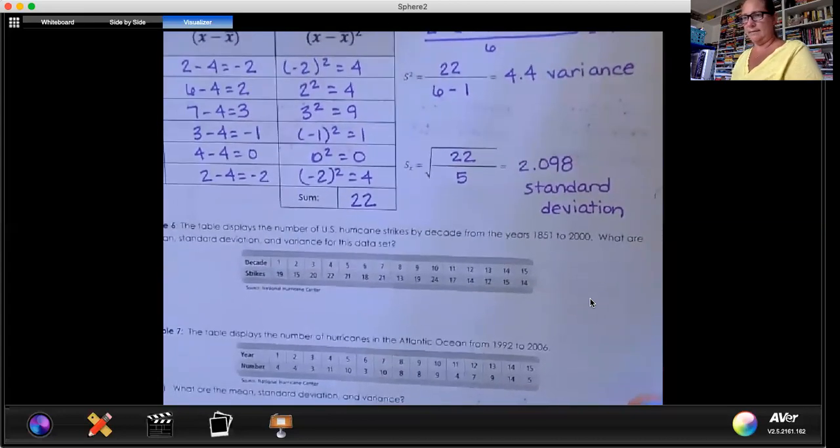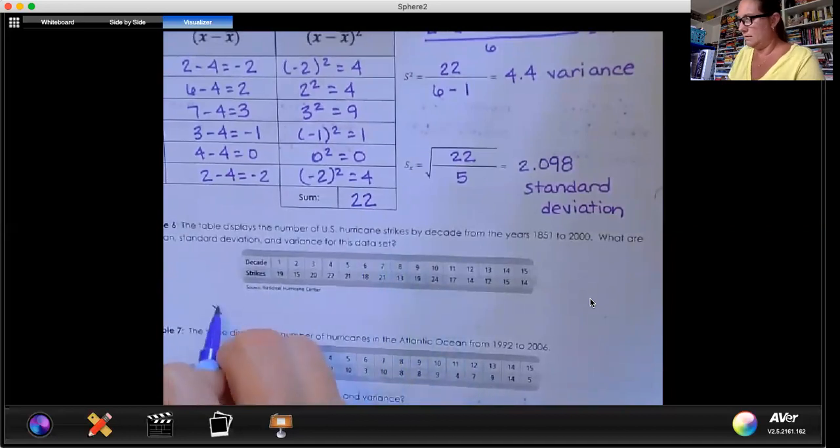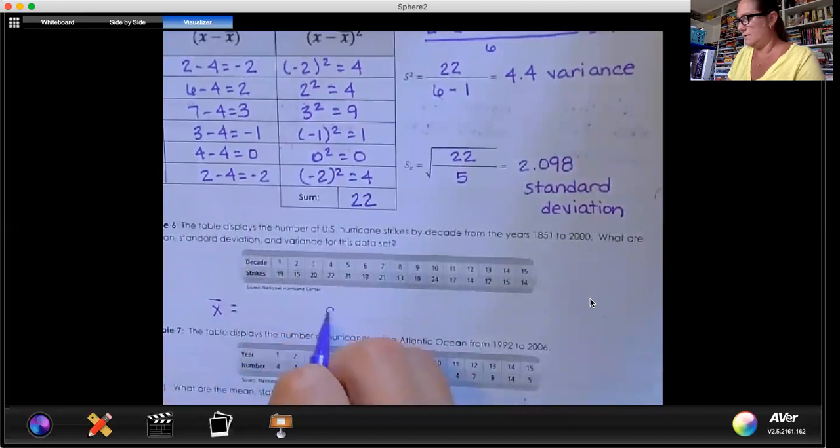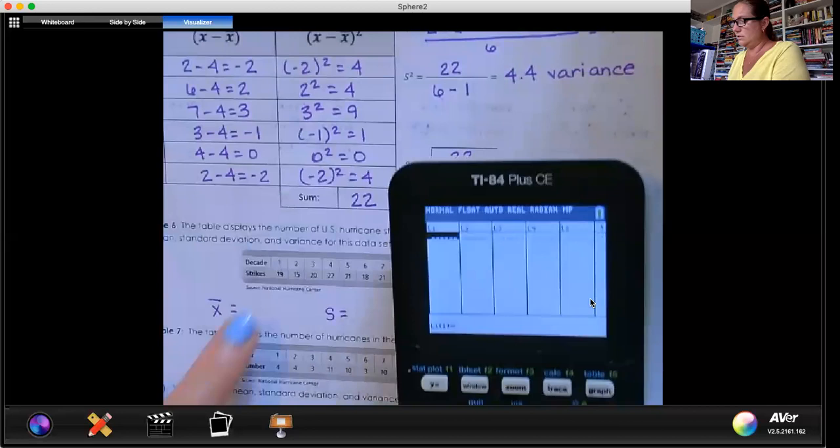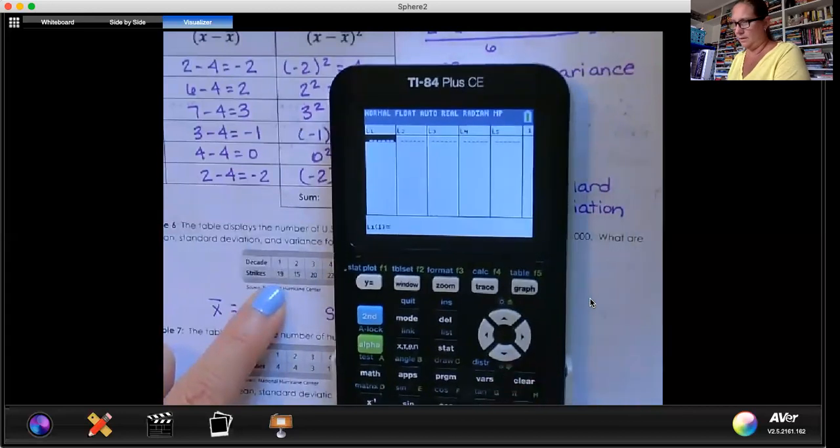All right, so the table displays the number of U.S. hurricane strikes by decade from 1851 to 2000. Find the mean, find the standard deviation, and the variance. And our calculator will do that for us as well. So if you will go into your list and you're typing in the bottom numbers.